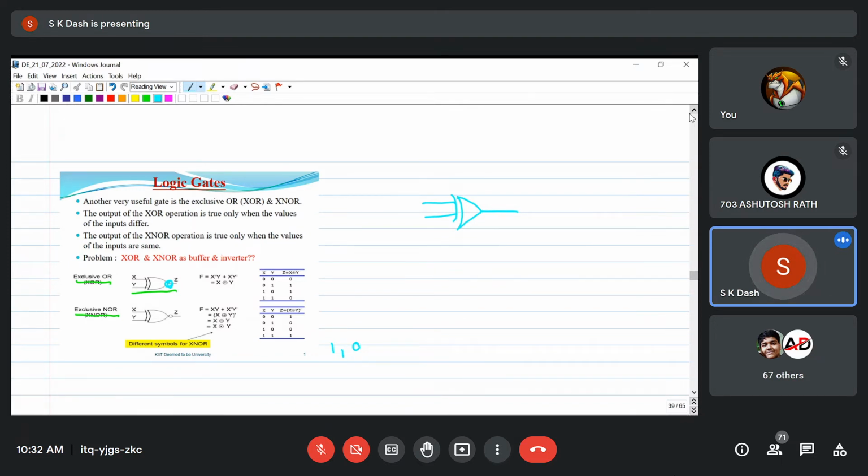Just observe this truth table. You get an idea. So we are allowed to use only XOR gates. We need to get the inverter. Here the output is x dot y bar plus x bar dot y.